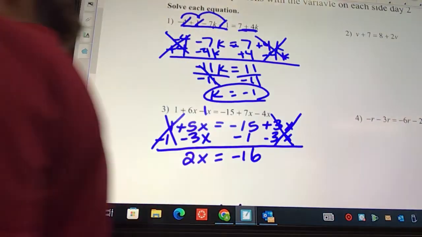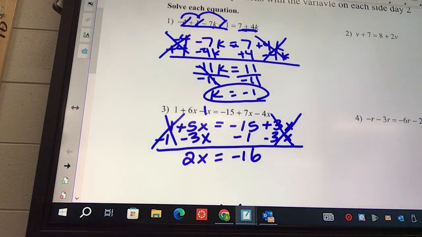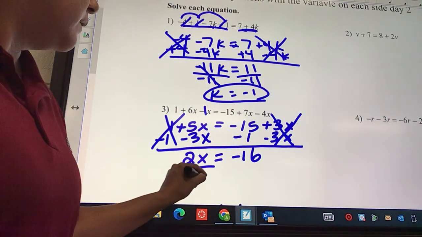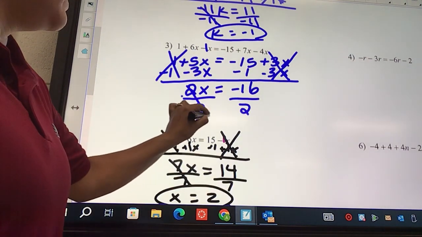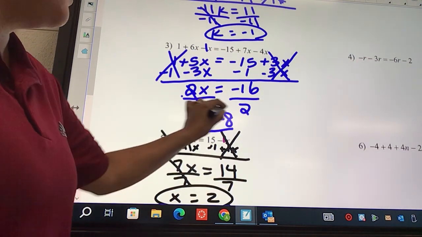And then our last step is always to do what? Divide. So we get x equals negative 8.